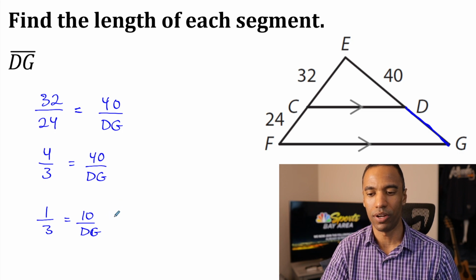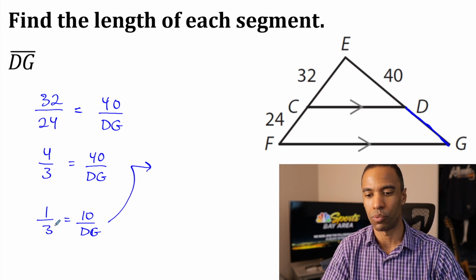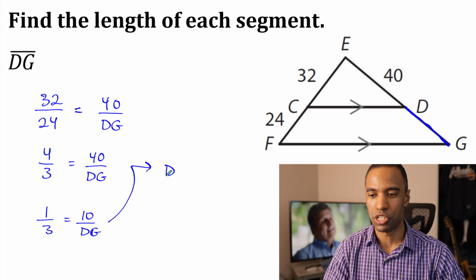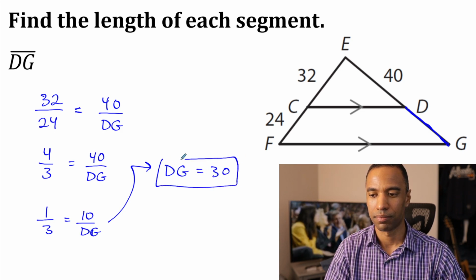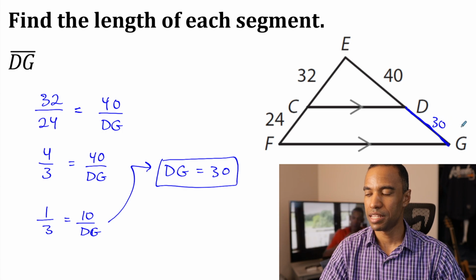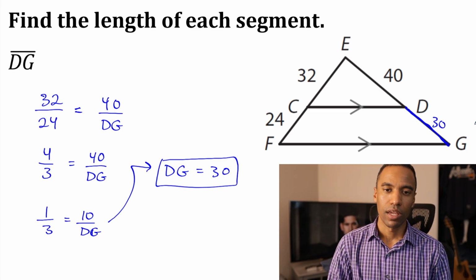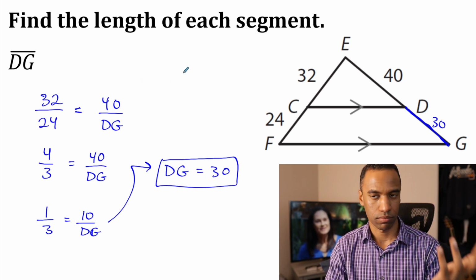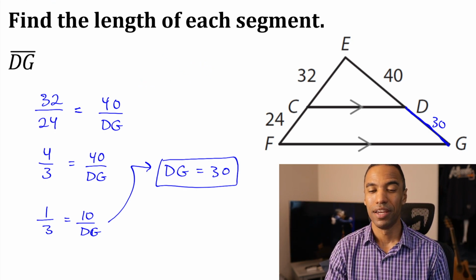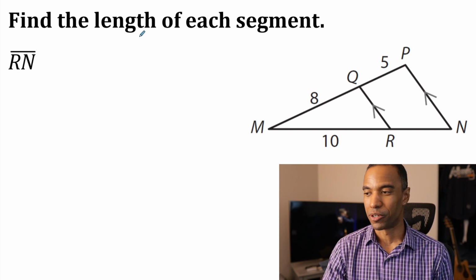So much so, I really almost have zero math to do the rest of the way. DG times 1 is DG, 3 times 10 is 30. You know what DG is? It's 30. I'm done. We're set. And yeah, once again, the proportionality comes into play here. So this is, once again, the side splitter theorem, or triangle proportionality theorem.